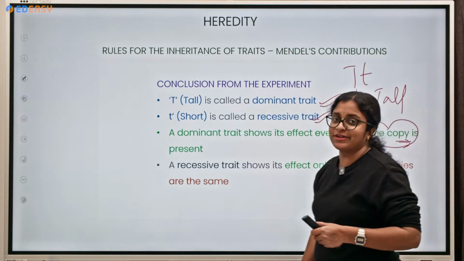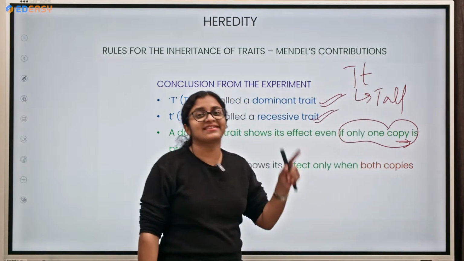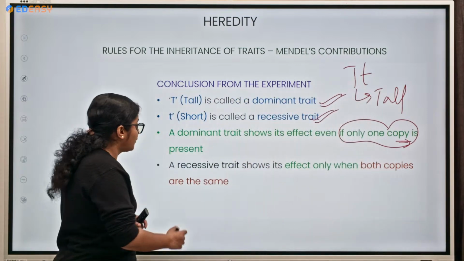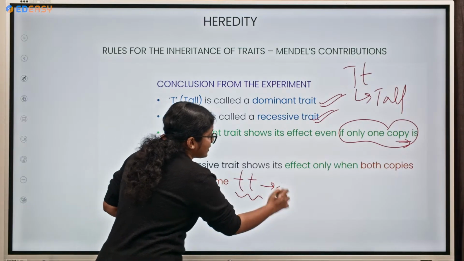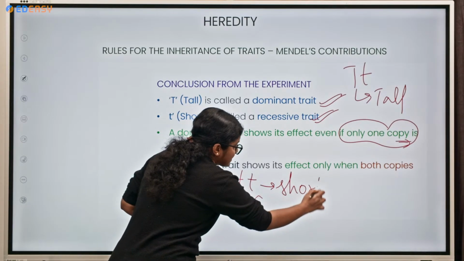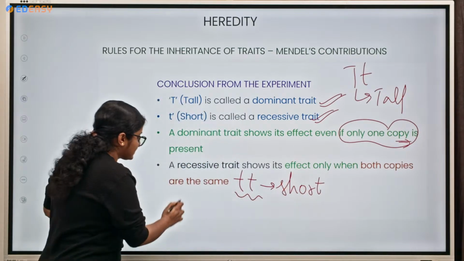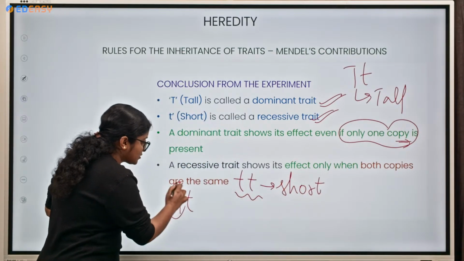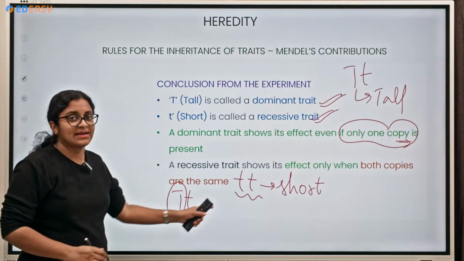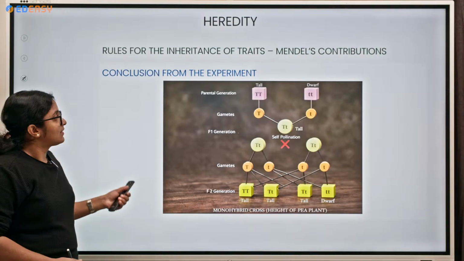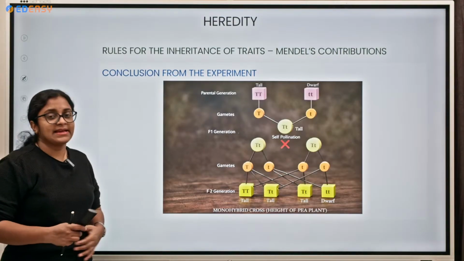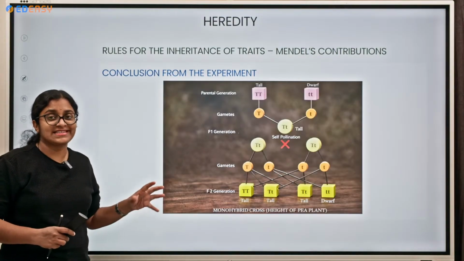But what about the recessive trait? A recessive trait shows its effect only when both the copies are the same. Like this combination, then only the shortness gets expressed. If it is this combination, then it is dominated by the dominant one only, not the short one, not the recessive gene. Okay. So the conclusion from the experiment, let me tell you once again.